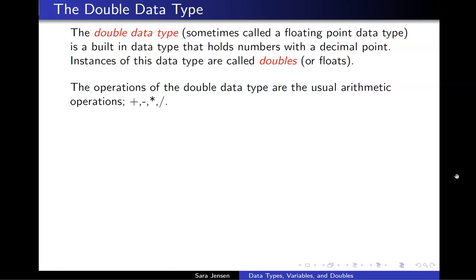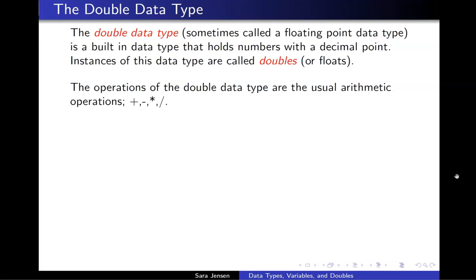Now, the data type we're going to focus on today is called the double data type. And you may hear me incorrectly sometimes refer to this as a floating point data type. More to come on that in a minute. But this double data type is a built-in data type that holds as its values numbers with a decimal point.